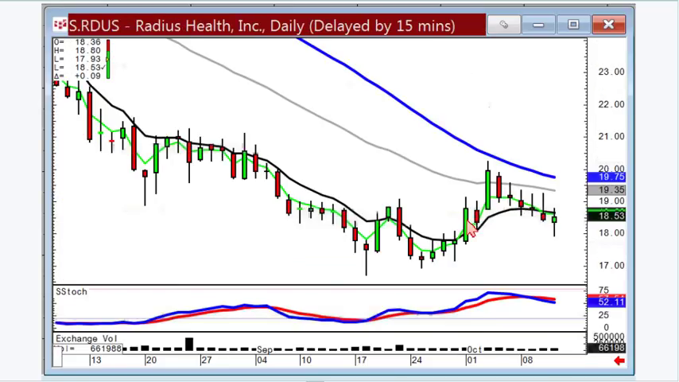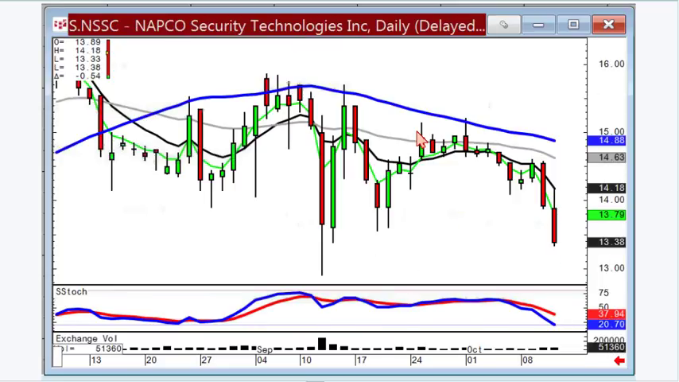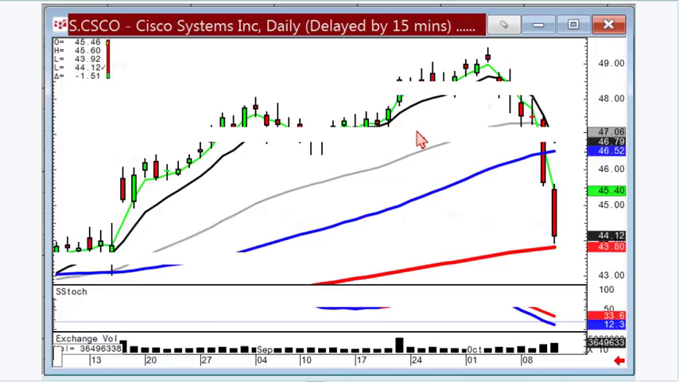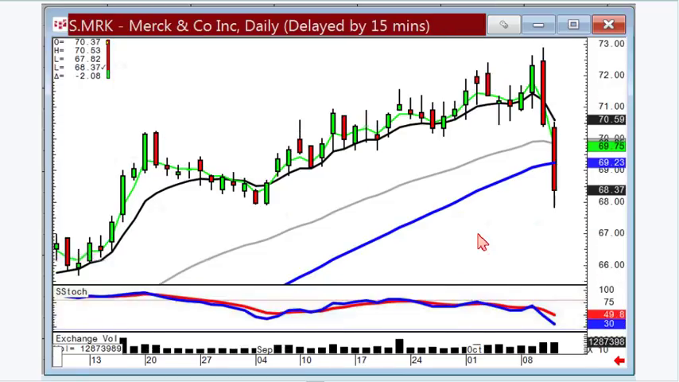Radius, nothing. But you can see how the pullback, I wouldn't be long. There was your bearish harami telling you they're coming back, so I would have closed out the position. But notice how the pullback is very indecisive. You get ready to buy this on your next strong buy signal. NSSC, stay short. Cisco, stay short, but you're getting close to an area that everybody's watching to see whether it's time to start buying. So if I was short, I'd definitely be watching the 200-day moving average. Merck, stay short.